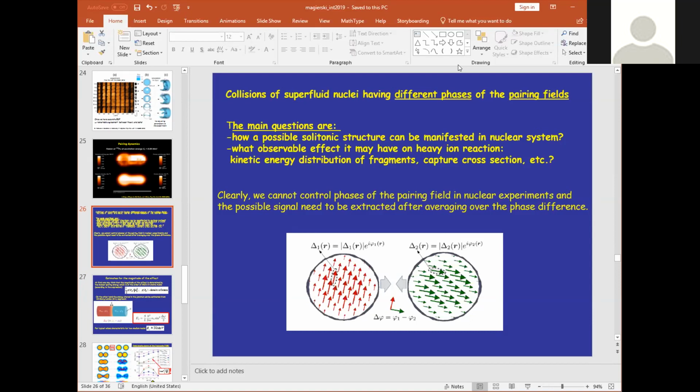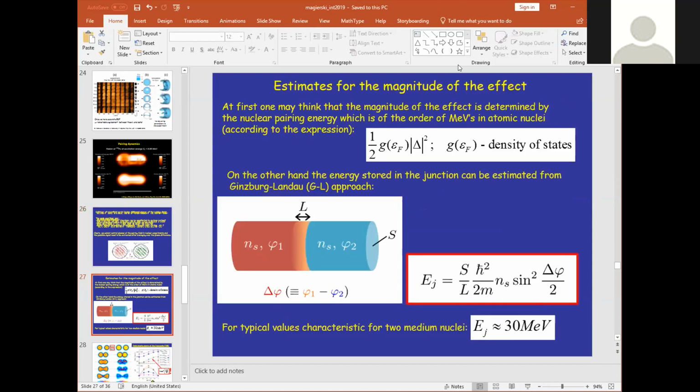So what is the magnitude of this effect? So at first you may think that it's not very large because the pairing field is rather weak in nuclear systems. So if you calculate the condensation energy associated with pairing, it's not a very large quantity.